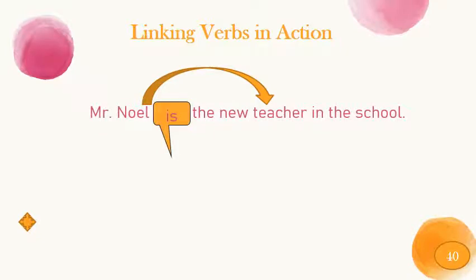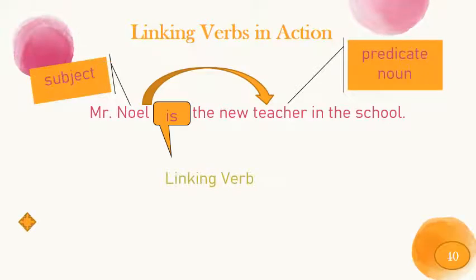Let's have another example. Mr. Noel is the new teacher in the school. What is the verb here? Is. Is a linking verb, so it links the subject to the predicate. Let's see, what's the subject here? The subject is Mr. Noel. What is connecting to Mr. Noel? Mr. Noel is the new teacher. Teacher, pay attention. Teacher, here we are talking about Mr. Noel. He's the teacher. Okay, so teacher is a noun. Teacher here is a noun, so we call it a predicate noun.